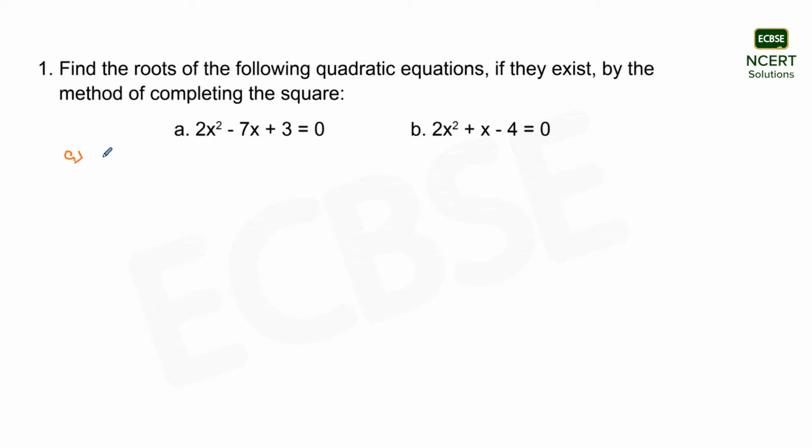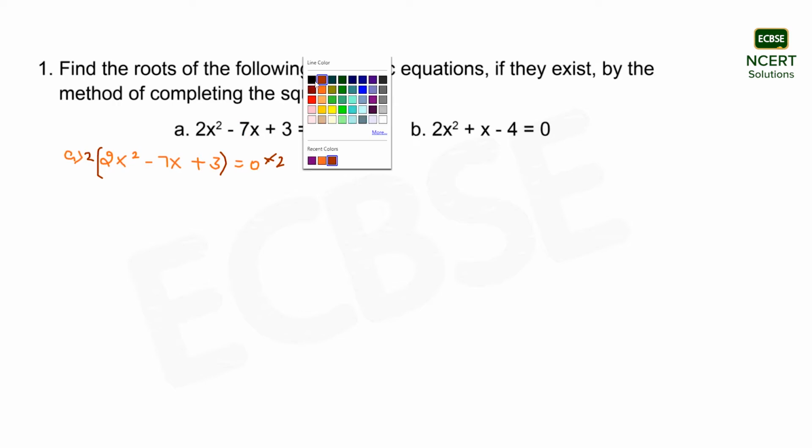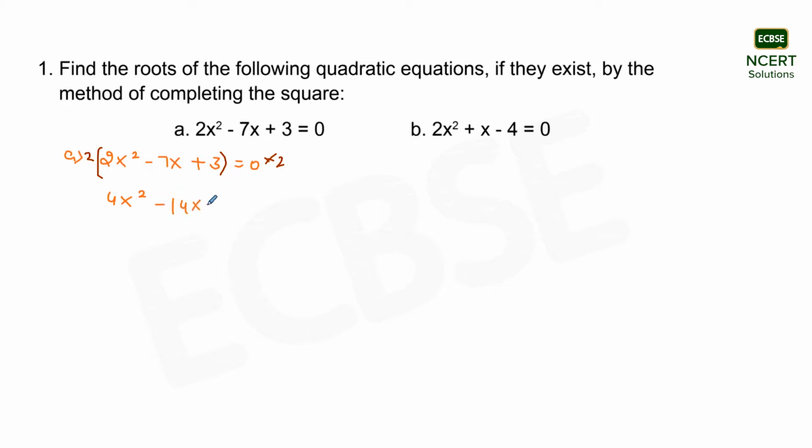How? Let's see by solving the first quadratic equation, which is 2x square minus 7x plus 3. Directly we cannot apply the identity here. If we observe the first term, it is not a perfect square: x square is a perfect square but 2 is not. So in order to convert this term into a perfect square, I'll multiply both sides by 2, so that this results in 4x square, which is a perfect square. On multiplying, I get 4x square minus 14x plus 6 is equal to 0.